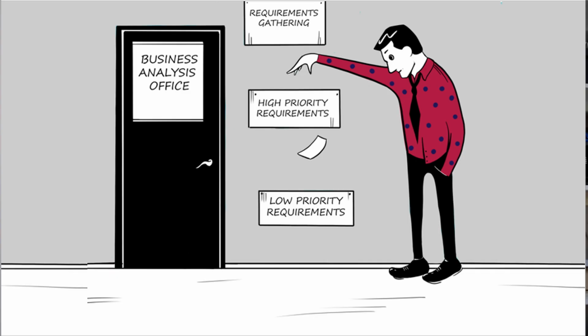The BA is also responsible to get the requirements for sign-off and prioritization. That is to ensure only approved requirements get into development in accordance with the business priorities. I will go into details of the sign-off process in my upcoming video, but I hope you got the general idea.